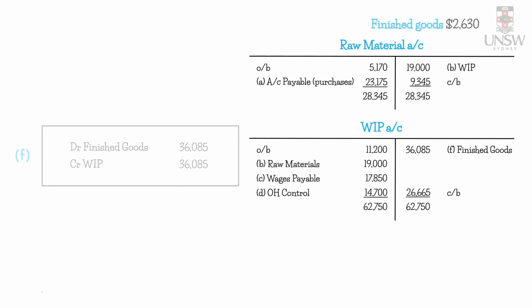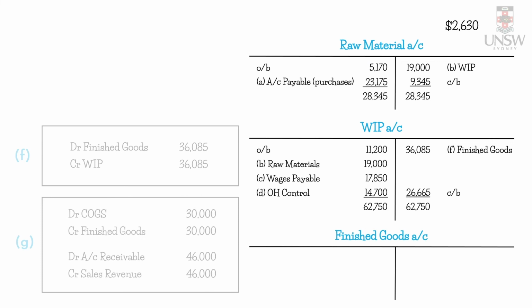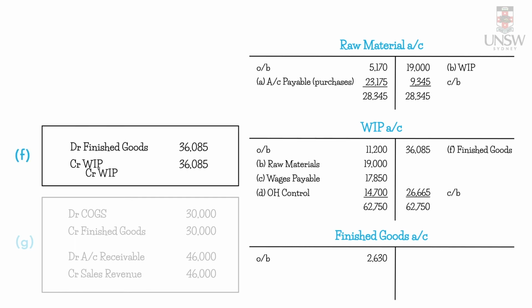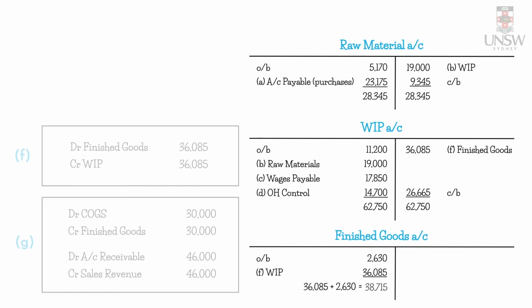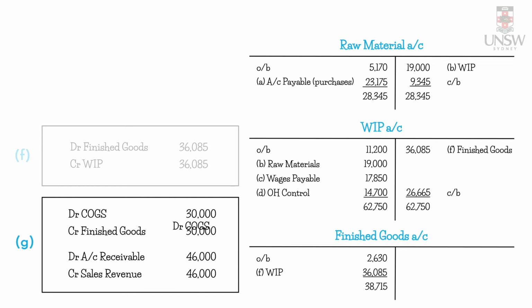So that finished goods transfer minus from the sum of the debit side gives us the closing balance, $26,665. So the last T account, finished goods, we put the opening balance, $2,630 on the debit side. We put that transfer in from work in process, $36,085. Then we can add up the debit side, $38,715. The credit side, we're going to put in the amount that we transferred to cost of goods sold, $30,000. So minus that $30,000 from the sum of the debit side gives us a closing balance of $8,715.